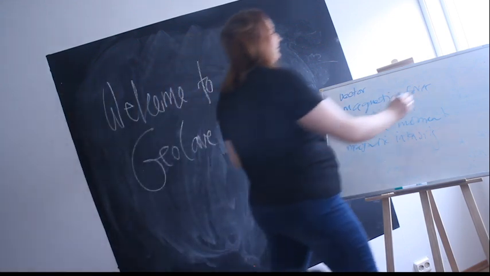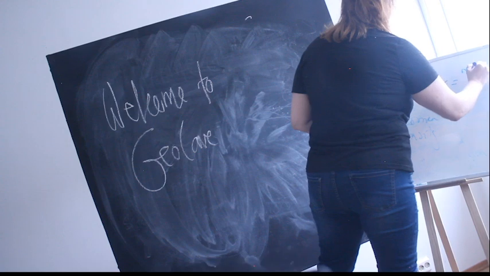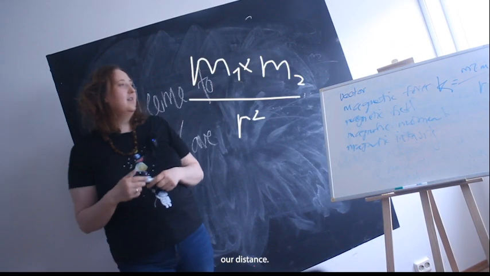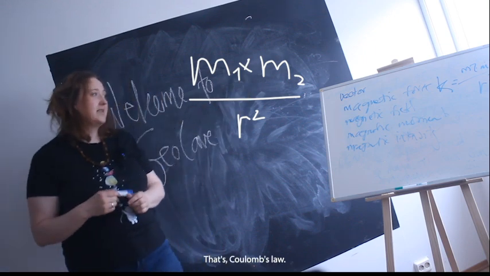So, yeah, we have it like this: M1, M2, and our distance. That's Coulomb's law, the old-fashioned way at least.